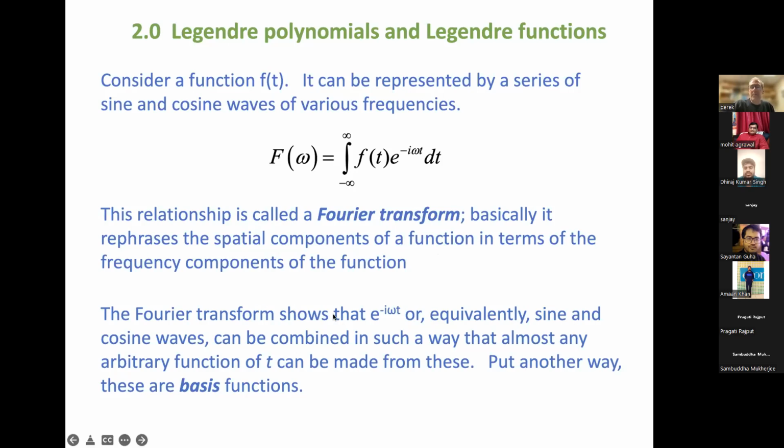Basically, it rephrases the temporal components of a function in terms of the frequency components of a function. The Fourier transform shows that e to the minus i omega t, or equivalently sine and cosine waves, can be combined in such a way that almost any arbitrary function of t can be made from these. Put another way, that means that sine and cosine waves, or e to the minus i omega t, are basis functions, which means that we can combine individual members of these basis functions to create any arbitrary waveform.